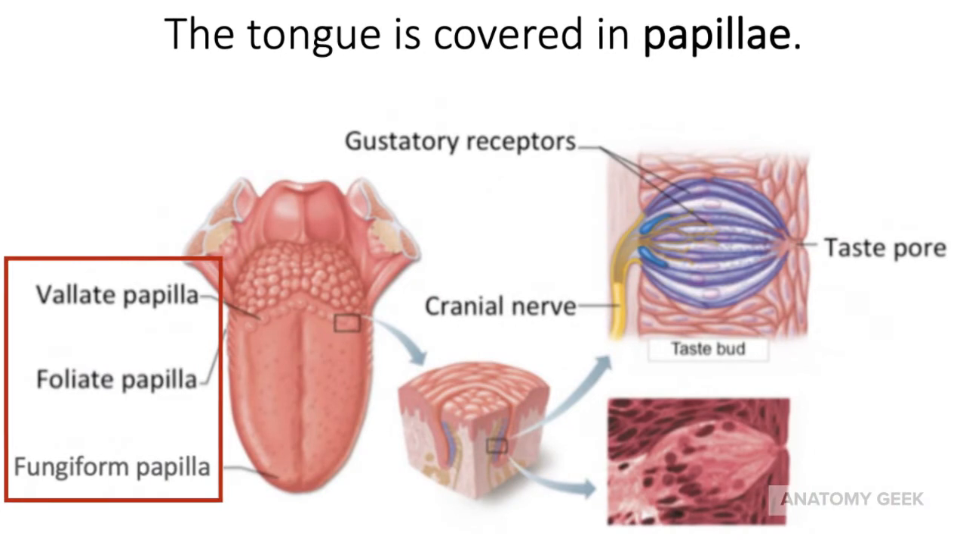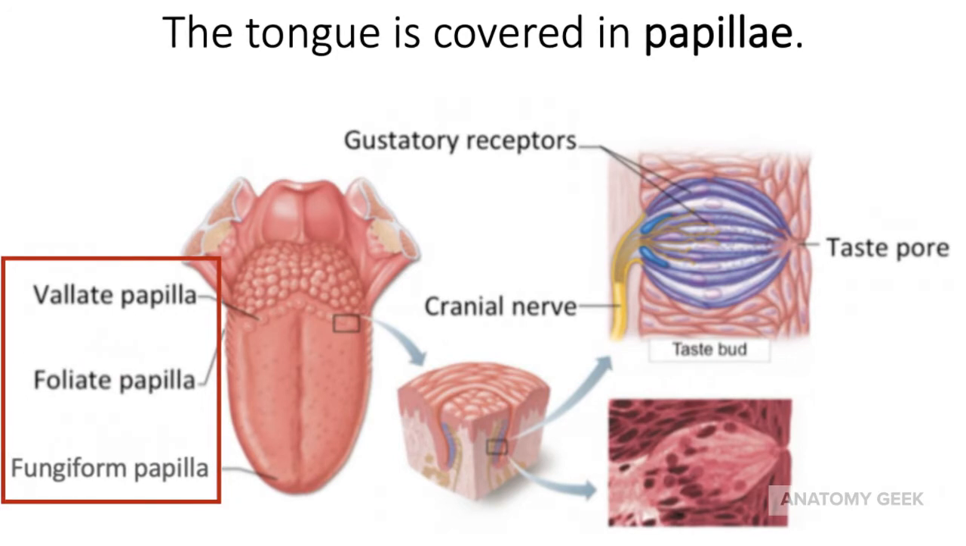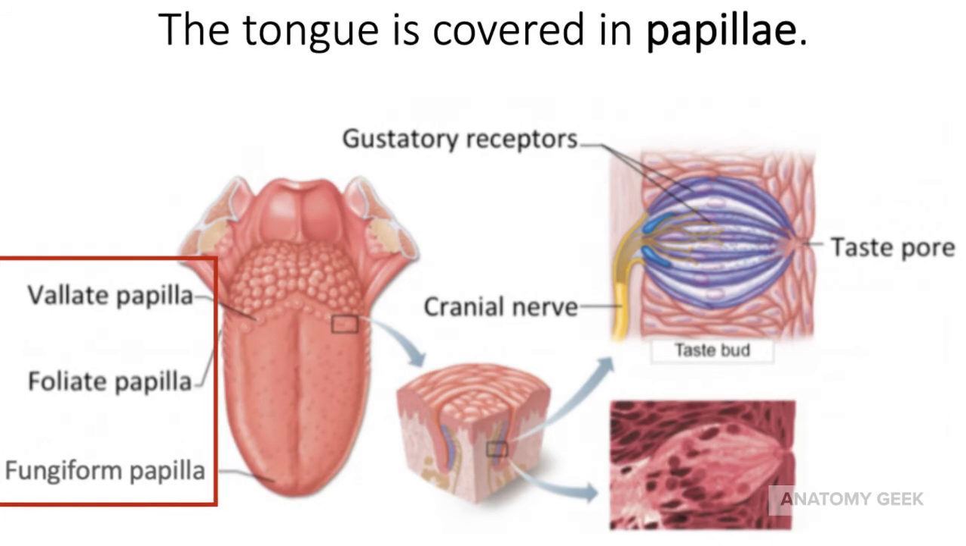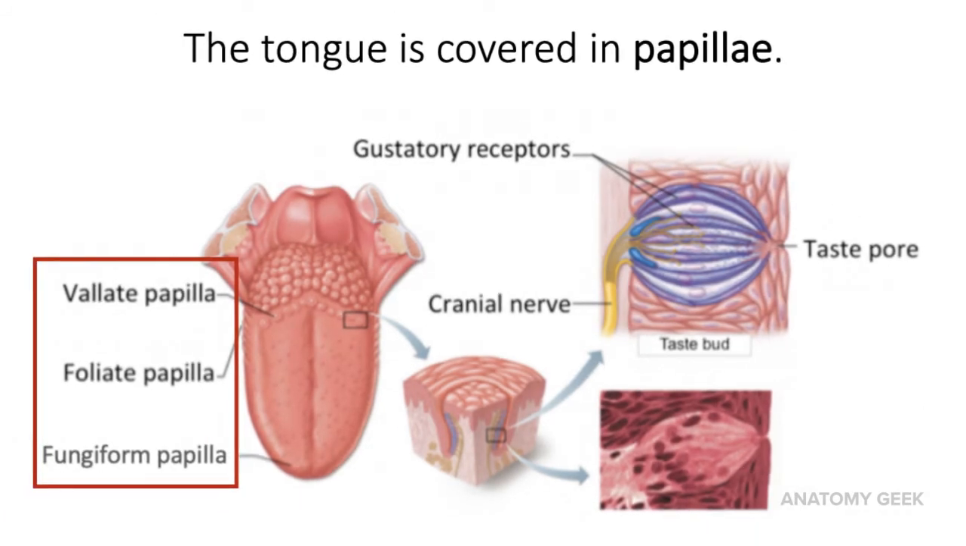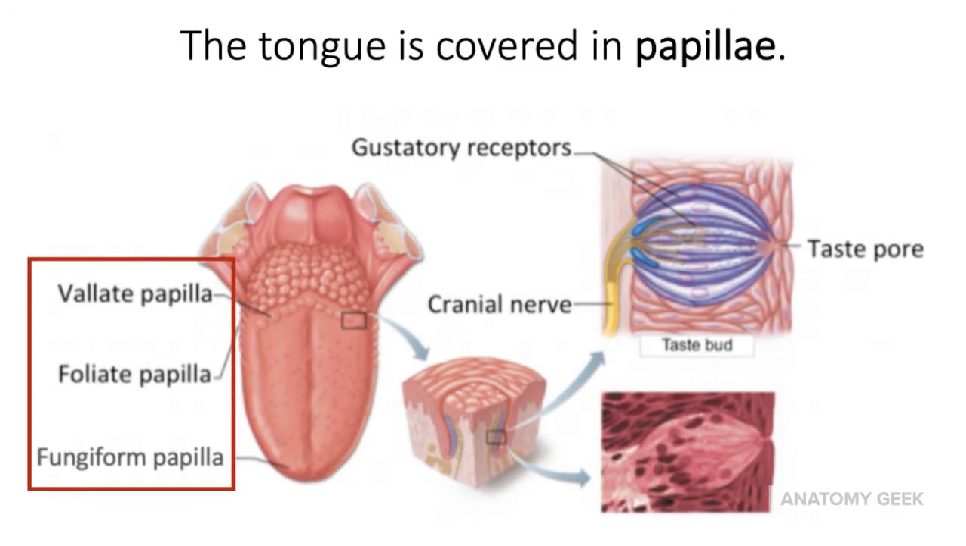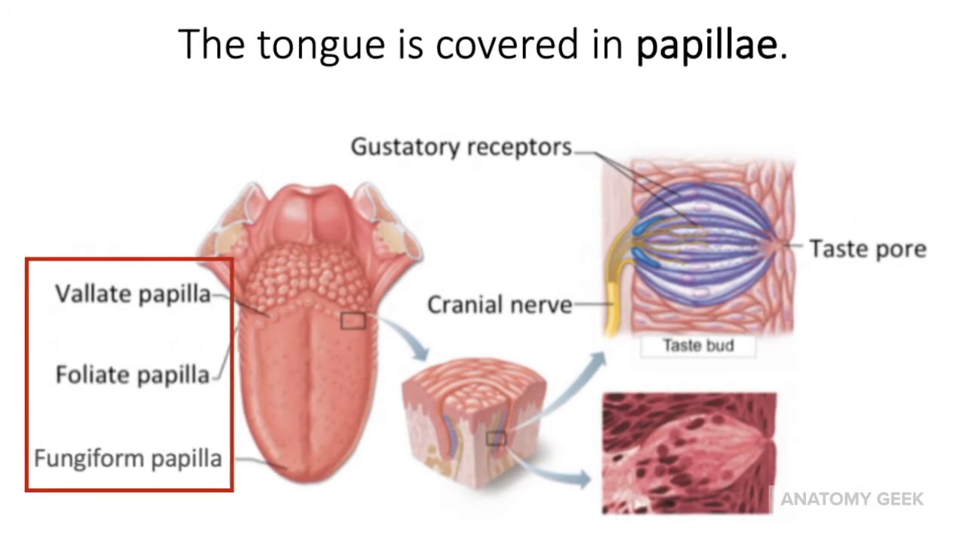Now, when you look at the surface of the tongue, you can see some superficial bumps that lie along the surface. Those are called papillae. There are 3 types of papillae: fungiform, foliate, and vallate. The fungiform papillae are located along the tip of the tongue. The foliate papillae are along the side, and the vallate papillae are a single line of papillae about 2/3 back towards the posterior of the tongue.